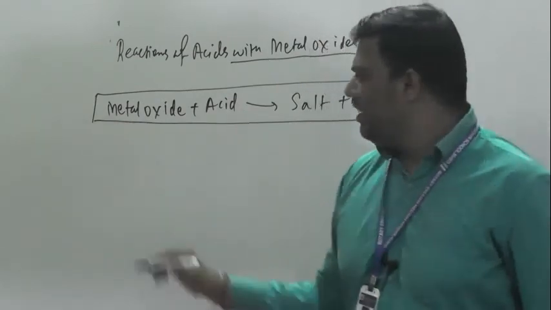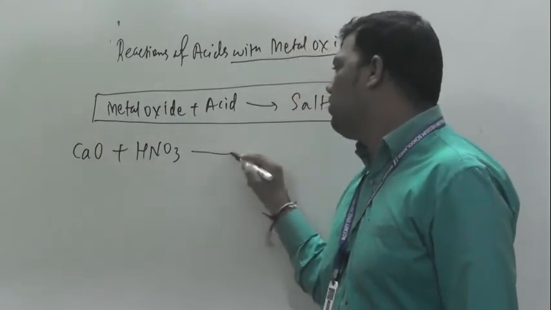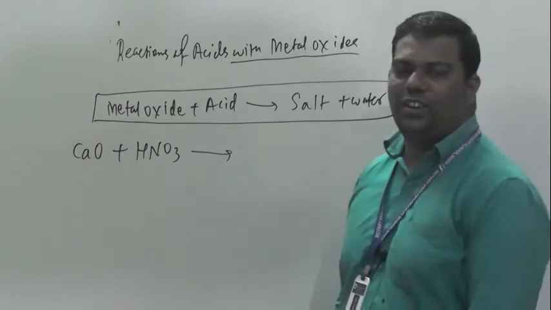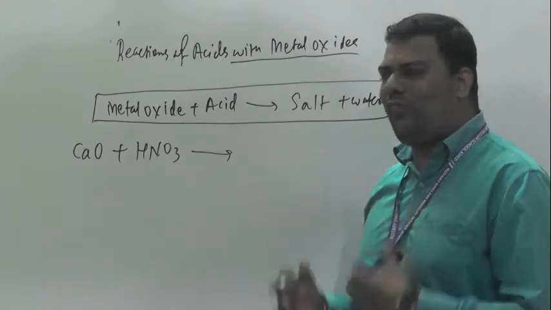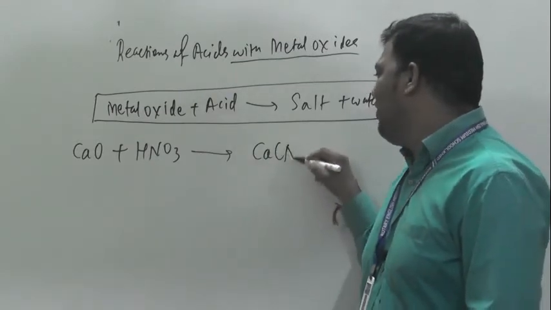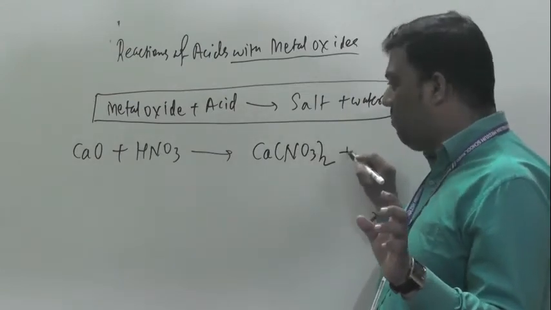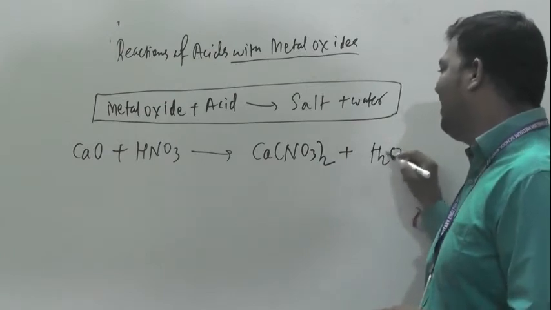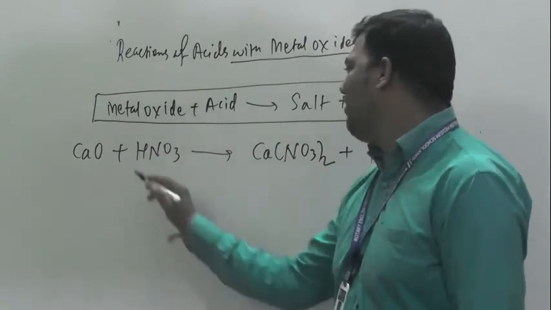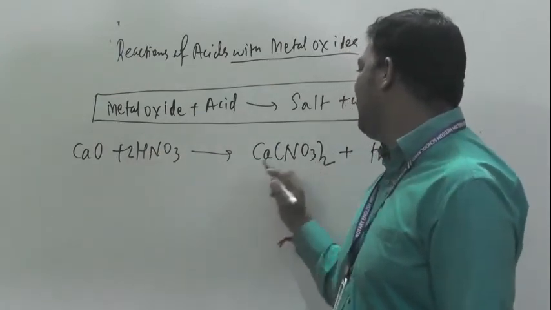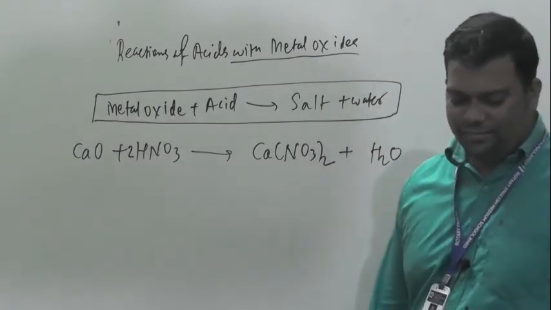See, calcium oxide plus HNO3, what will you get? Positive and negative valencies attract and form a new stable compound, calcium nitrate, plus water only. For balancing, you have to write 2 for HNO3 and 3 for the oxygens, and the hydrogen also balances. Understood?